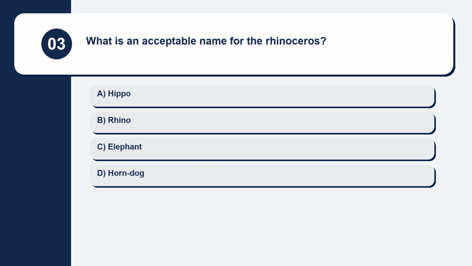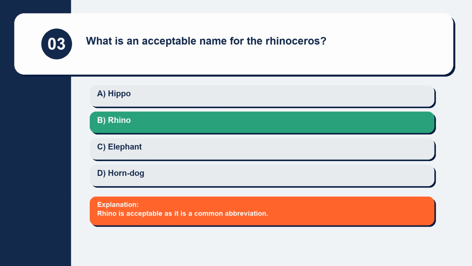Question 3. What is an acceptable name for the rhinoceros? Hippo. Rhino. Elephant. Horndog. Rhino is acceptable as it is a common abbreviation.